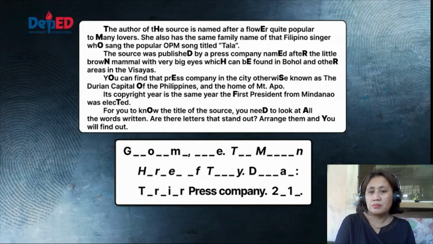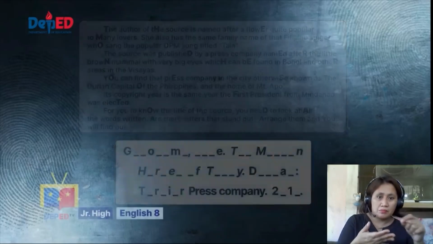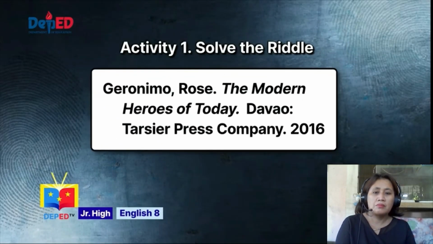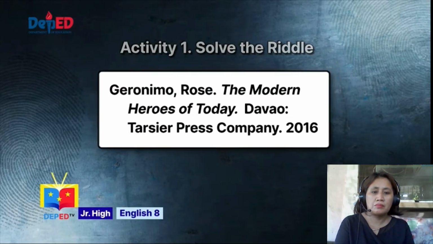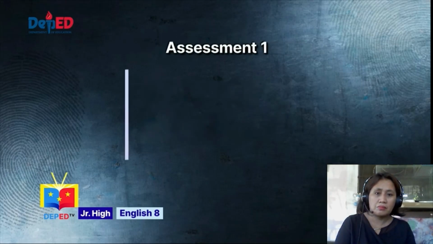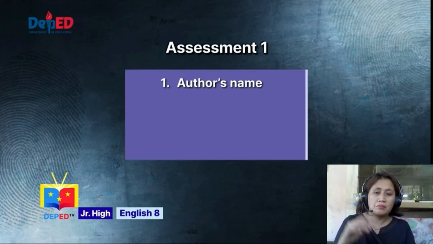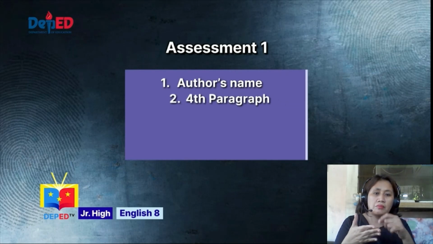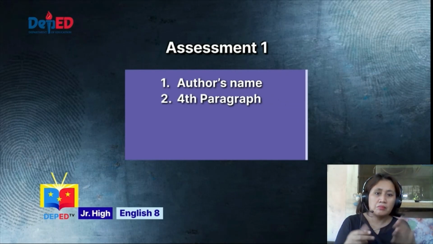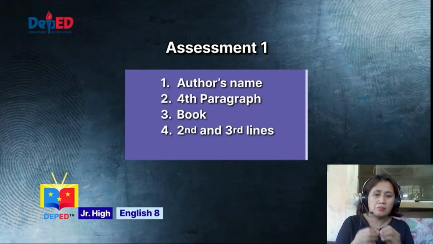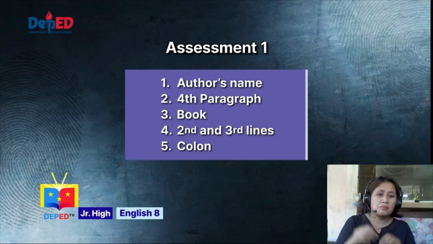It's time to check your work. Here's the answer for the riddle. And here are the answers for the questions. Number 1, author's name. Number 2, fourth paragraph. Number 3, book. Number 4, second and third lines. And number 5, colon. I'm confident that you got all the answers right. And for that, job well done.